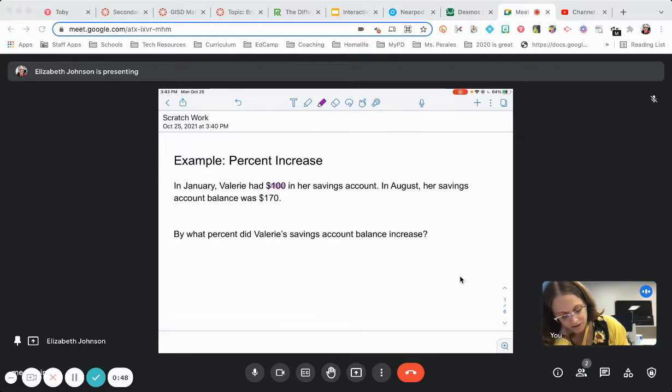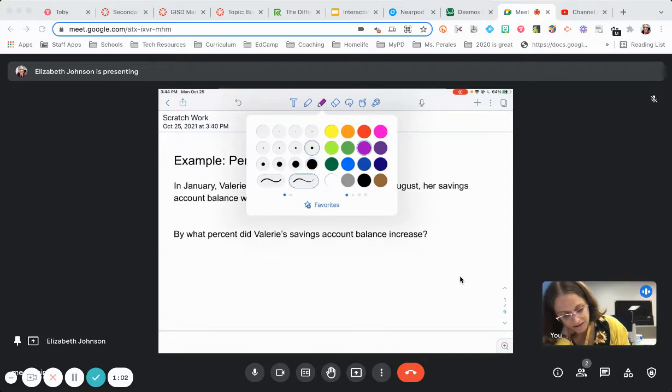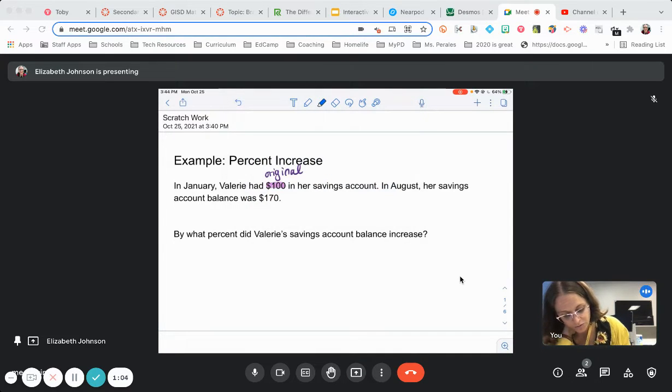First, let's pay attention to the number 100. This is our original amount. I'm going to write original. You might even want to just write an O. But what this means is that this is the money that Valerie started with. Next, I'm going to highlight her new amount. So this is what she has now, and that's new. And we want to know by what percent did her balance increase.